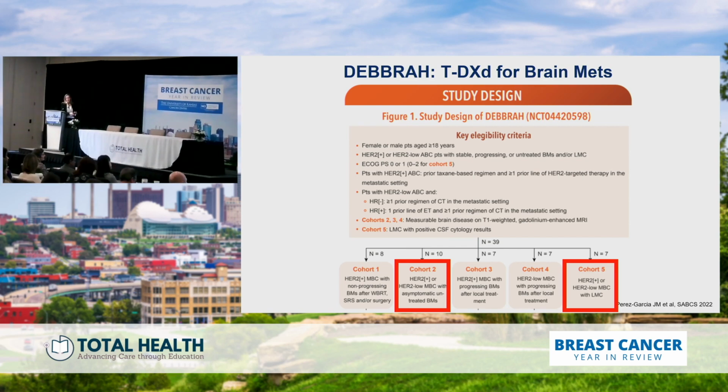The DEBRA study aimed to attend to that. There were multiple cohorts in the study. I'm just going to focus on HER2 cohort 2, which is HER2-positive or HER2-low with asymptomatic brain mets, and then those with progression or leptomeningeal disease.